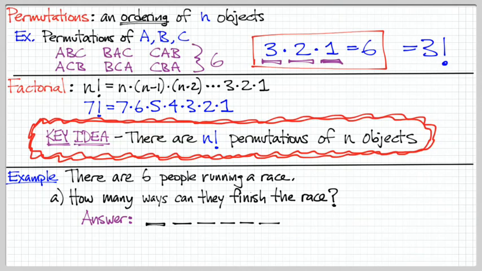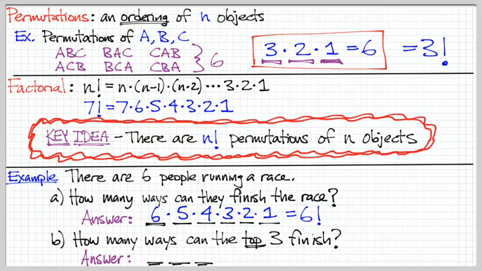So here's an example of that. Say there are 6 people running in a race. How many different ways can they finish the race? Well, there are 6 different people that could finish first, then 5 that can possibly finish second, and so on and so forth, all the way down. We can write this in an abbreviated way, 6 factorial.